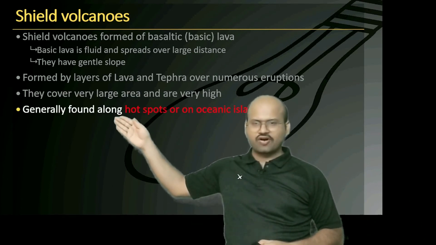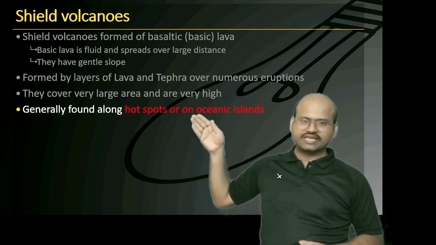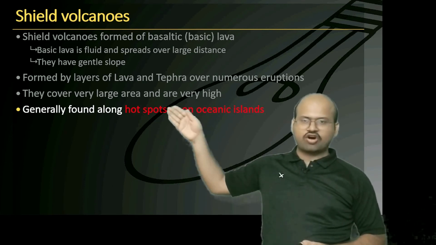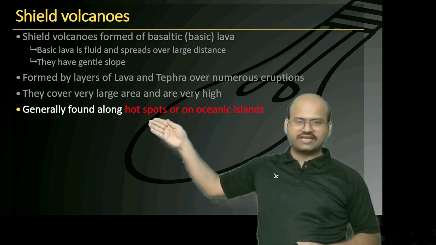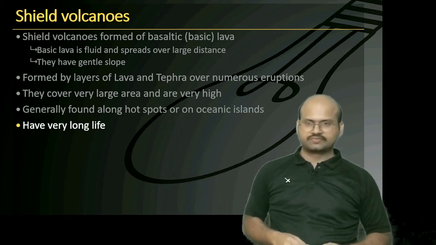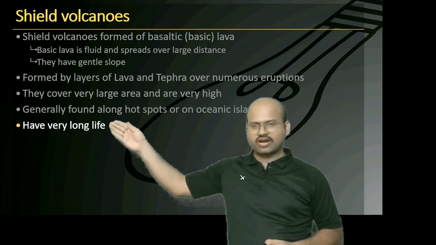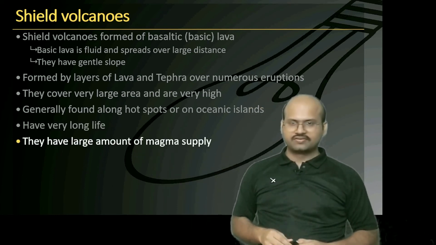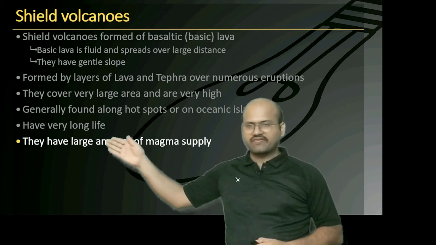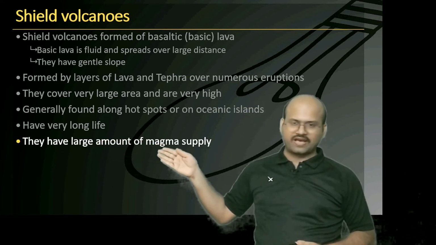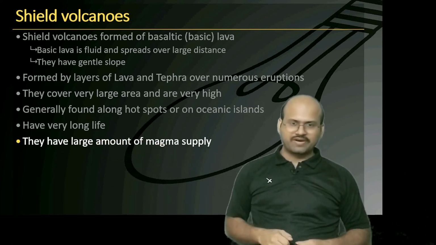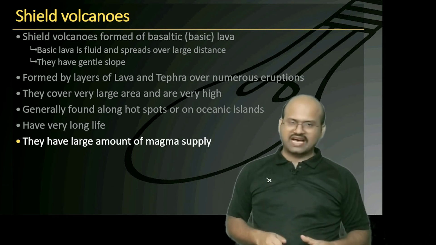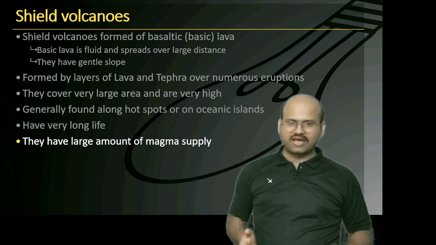They are generally found along hotspots or oceanic island areas. In this hotspot, the lava comes from a very deep part of our earth, and that is why it is very basic in nature. They have a very long life because the supply of magma is from the asthenosphere or mantle, and they have a large amount of magma supply. So we have already seen, because the magma comes from the asthenosphere, it can last for very long, as well as the supply is also very high.